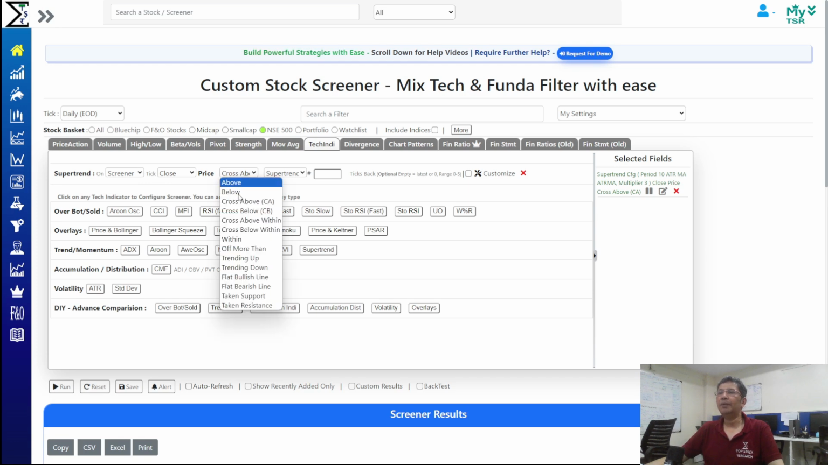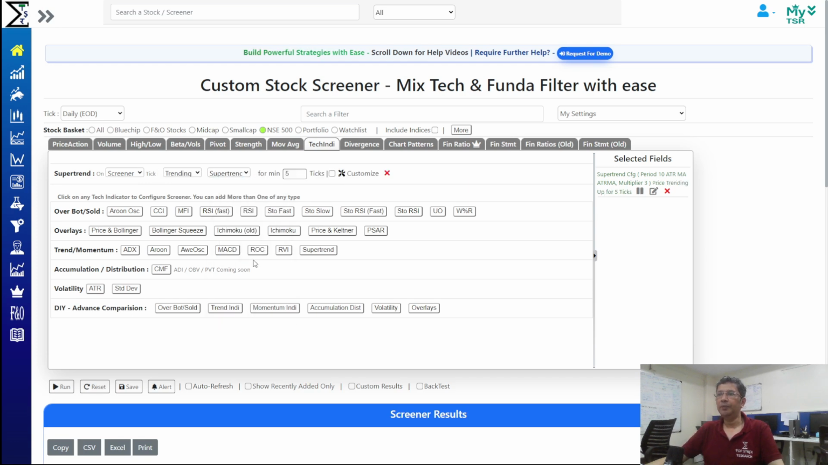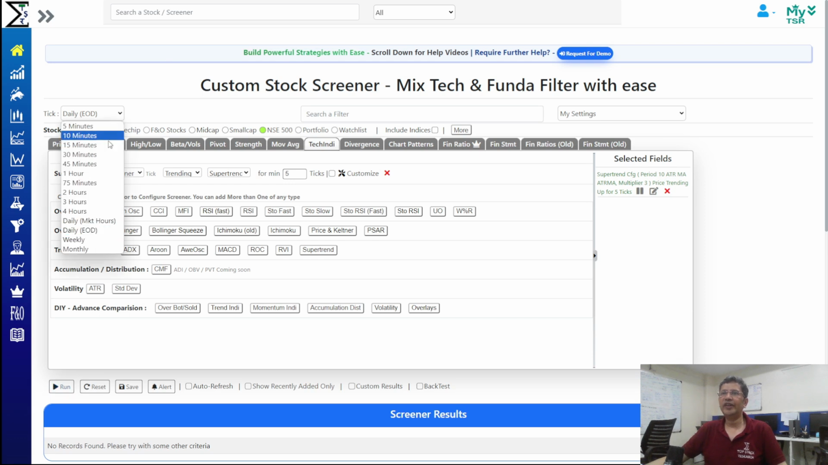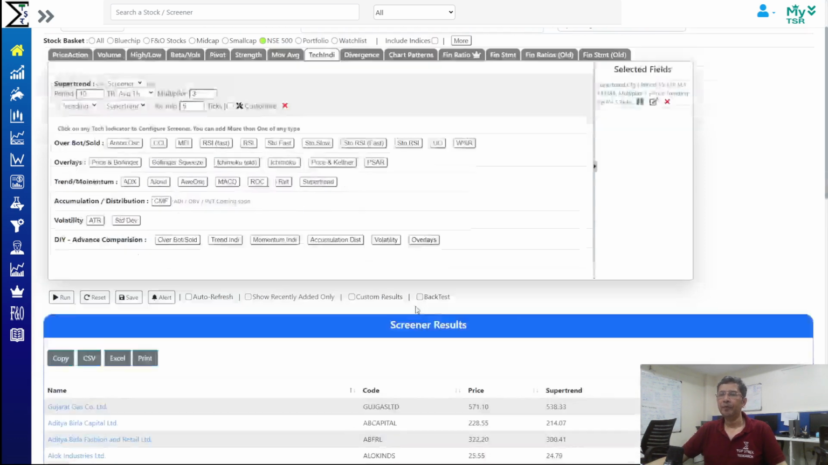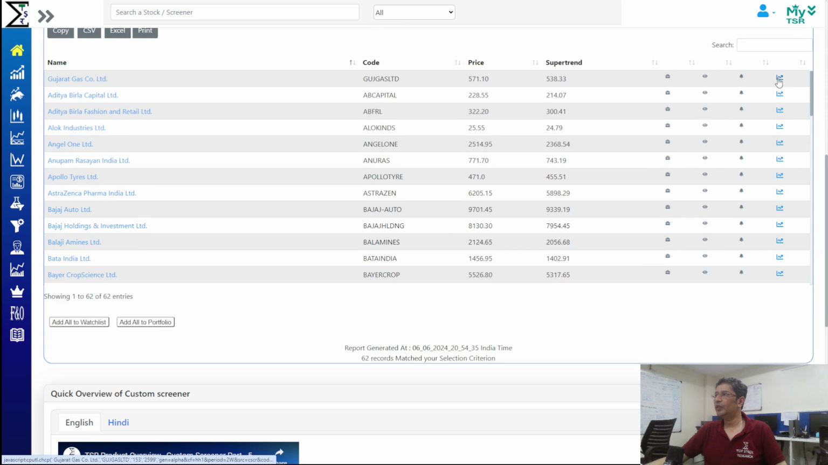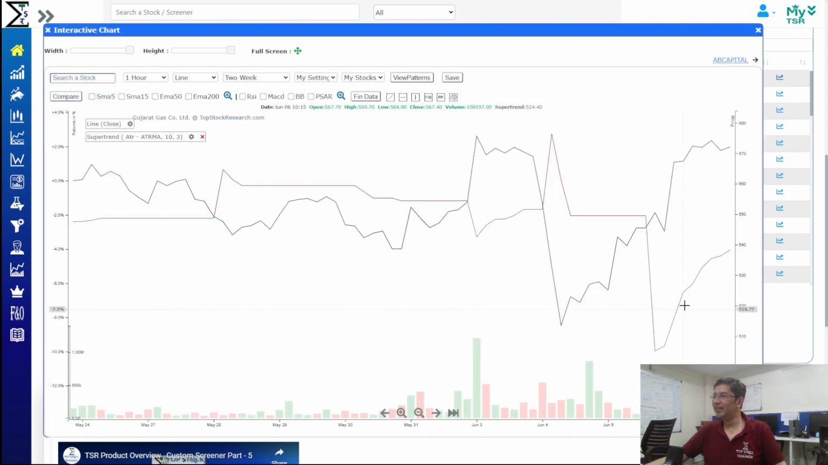Let's see if there's any example here which shows trending up. When we look at trending up, there's no example today, perhaps because there's a lot of volatility in this market. Let's try to reduce the period to, let's say, 1 hour. And we see that there are quite a few stocks which are trending up. Supertrend is trending up. This is where the cross happened, and again it is moving up pretty aggressively.